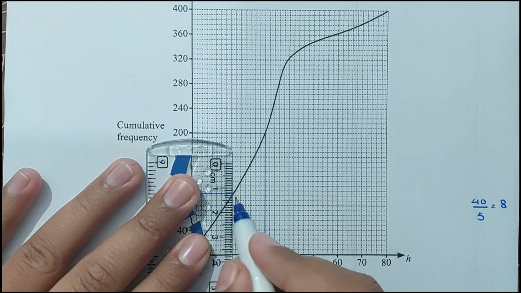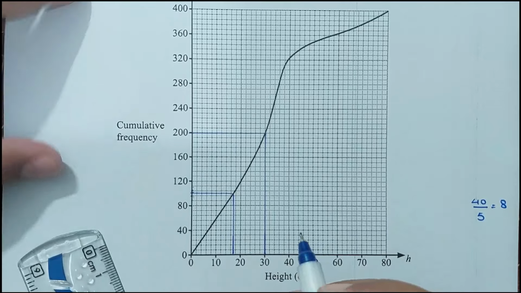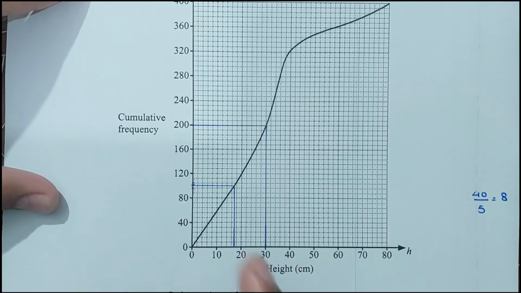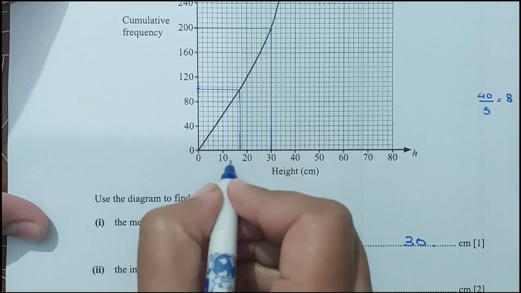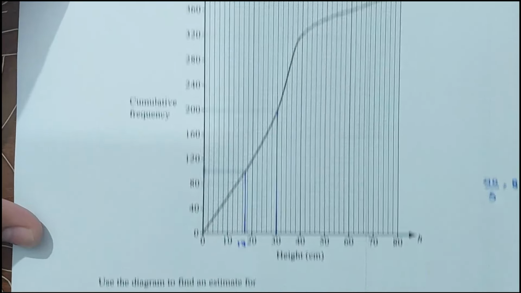This point in the middle. What is that point? Okay. 2, 4, 6, 8, 10, 12, 14, 16. It's 17. The 17th value is the 100th value.